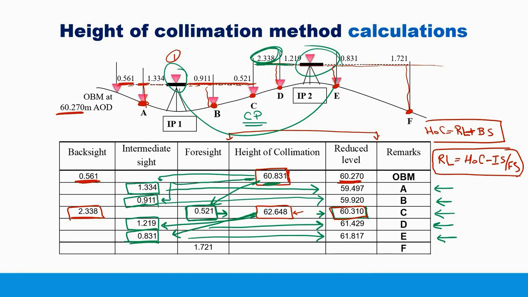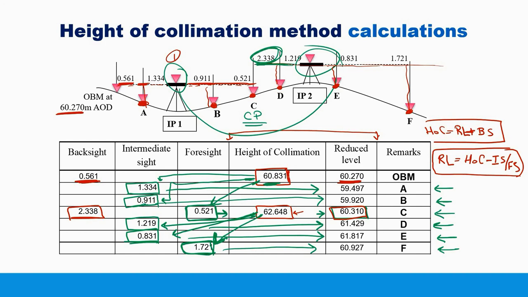61.817. And finally, the reduced level over F, the last point, which is the height of collimation, 62.648 minus foresight over F, which is 1.721, and this will give us 60.927. This is the reduced level over F.